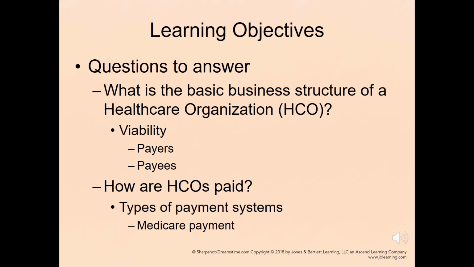The learning objectives for this chapter are questions to answer. What is the basic business structure of a healthcare organization, or HCO? Viability of payers and payees. How are HCOs paid? The types of payment systems. Medicare payment.